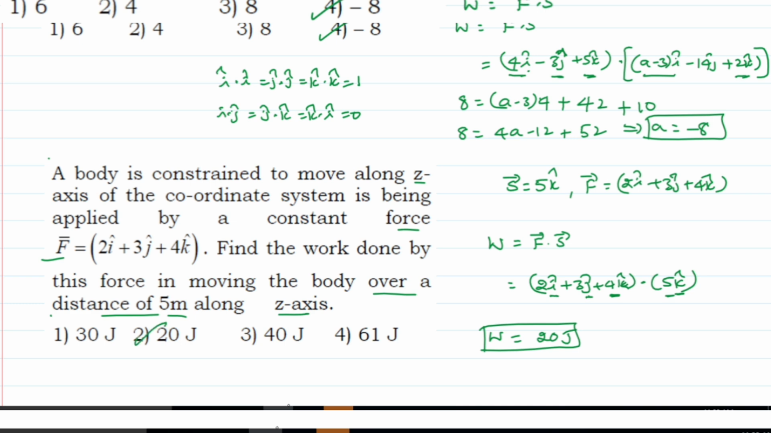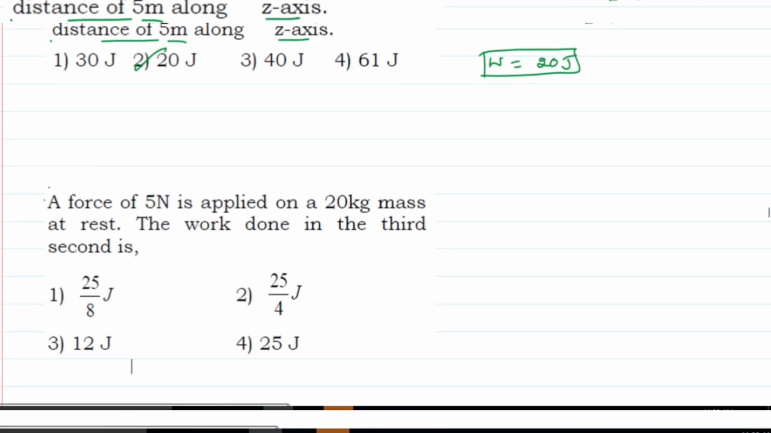So this will be the correct answer. Now let us see the next question.